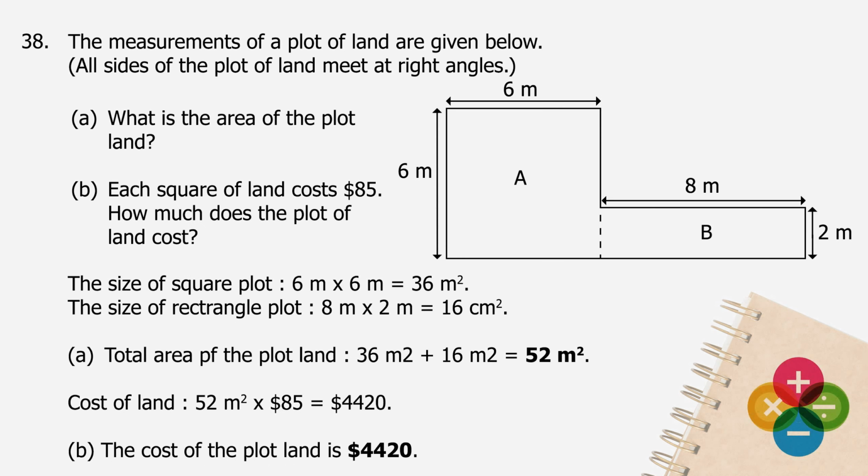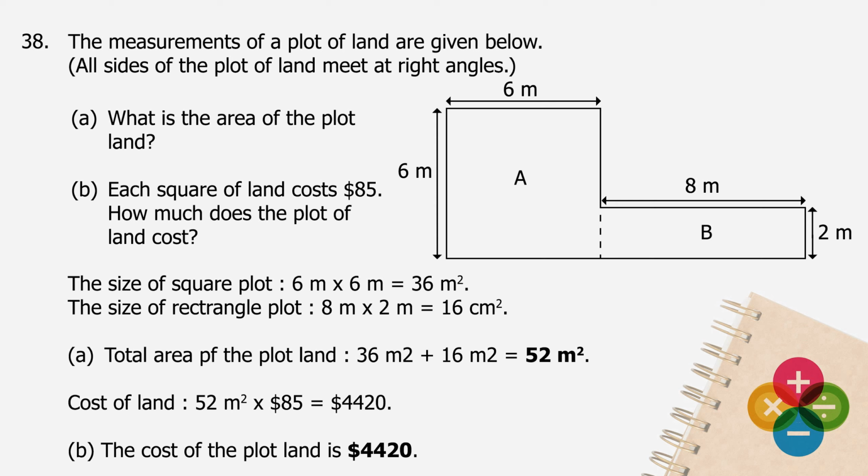The size of square plot of land will be, multiply 6 meters by 6 meters, and the product is 36 square meters. The size of rectangle plot of land will be, multiply 8 meters by 2 meters, and the product is 16 square centimeters. The total area of the plot of land will be, add 36 square meters to 16 square meters, and the sum is 52 square meters. A. The total area of the plot of land is 52 square meters.